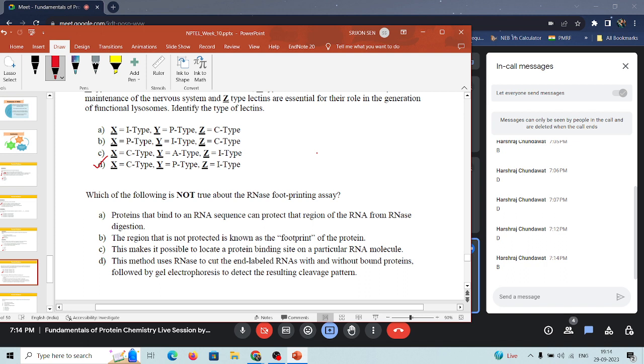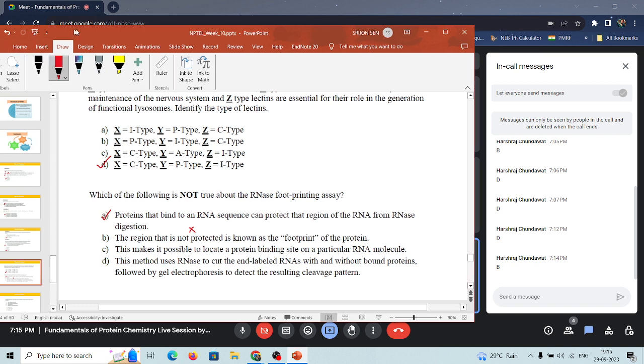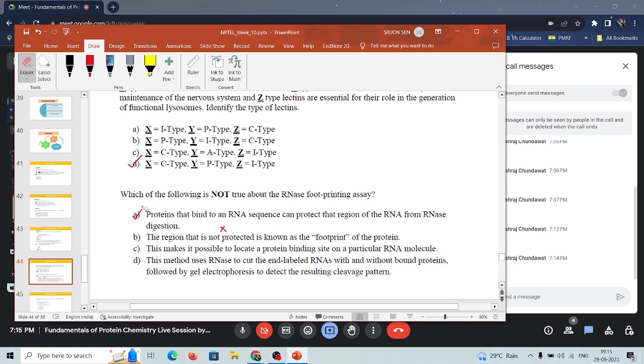Everything else was correct, because proteins that bind to the RNA sequence can protect it, but if you say that the region that is not protected is the footprint, that is incorrect. The region that is protected is basically known as the footprint of the protein. Which is not true, right? So basically B is the incorrect answer. Yes, good.